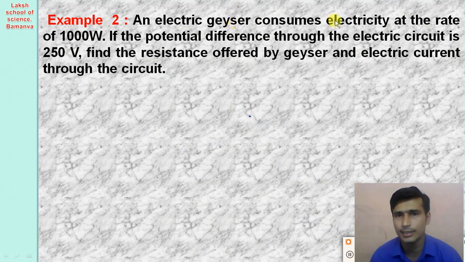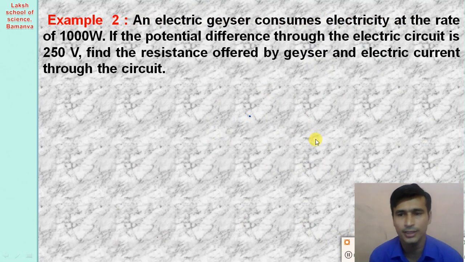An electric geyser consumes electricity at a rate of 1000 watt. So power is given to you here: P is equal to 1000 watt, and the potential difference through the electric circuit is 250 volt. So potential difference V is given to you, 250 volt. Find the resistance offered by the geyser and the electric current passing through the circuit. So the same example which we calculated previously, you have to calculate by yourself.